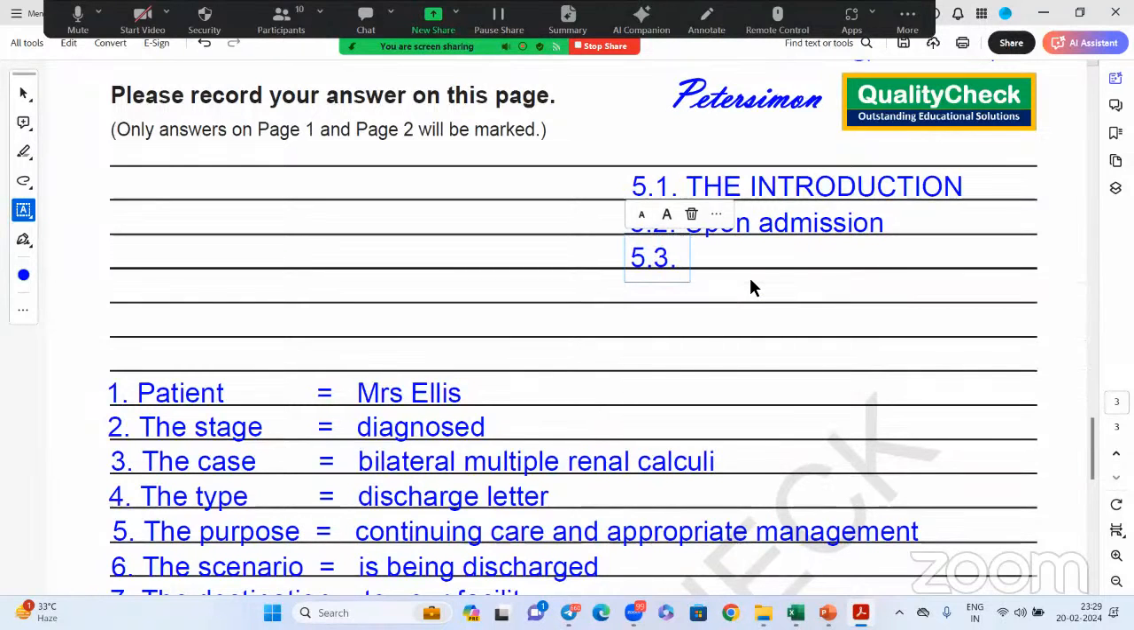5.3, during hospitalization. During hospitalization, you'll write what happened after admission.